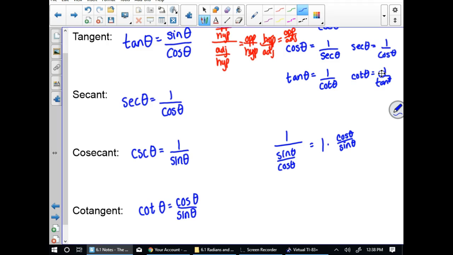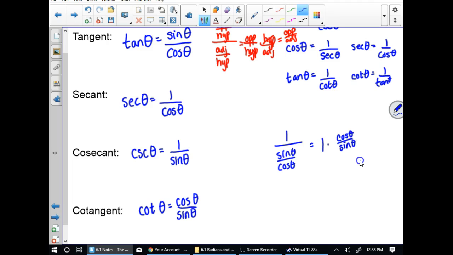So it is equal to both. You can use either, but 1 over tangent would be 1 over sine over cosine. And then dividing fractions is easy as pie: flip the second and multiply. So that would give you cosine over sine.